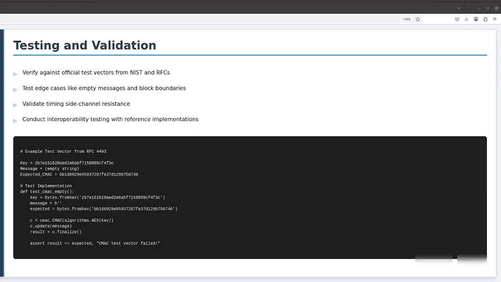Compliance testing verifies adherence to standards. If your system needs FIPS validation, submit your implementation to NIST's validation program.